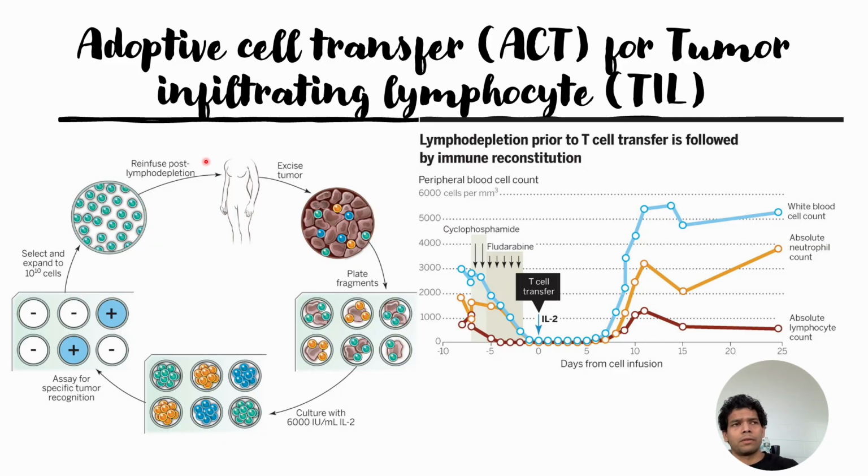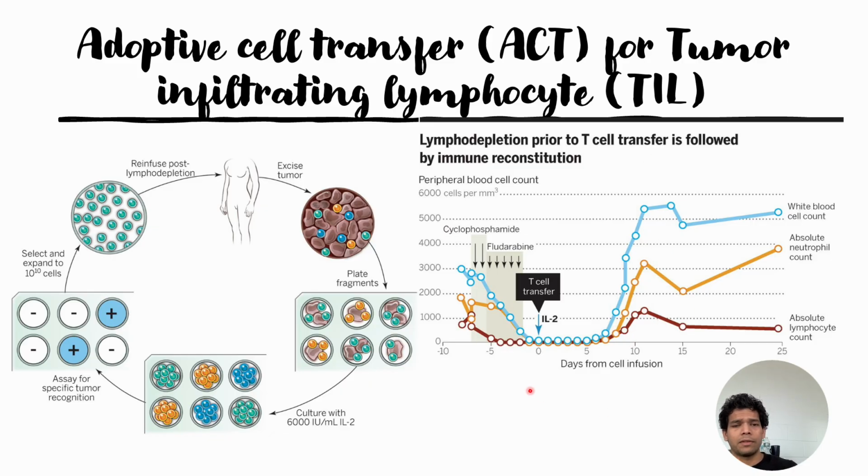the natural immune system of the host, so that the cascade effect will be suppressed and the CRS levels will remain within the limit. If we see the figure on the right-hand side, we can see the lymphodepletion prior to T cell transfer, and thereafter followed by immune reconstitution.